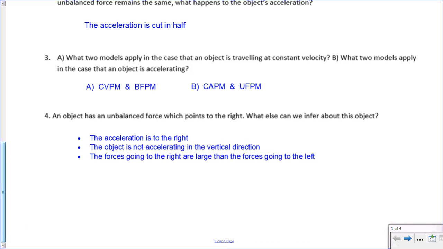Problem number three is just making sure that you have the connection between these different models. Constant velocity goes with balanced forces. Constant acceleration goes with unbalanced forces.